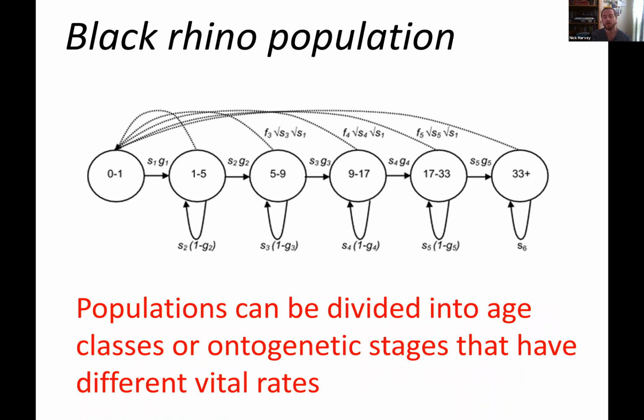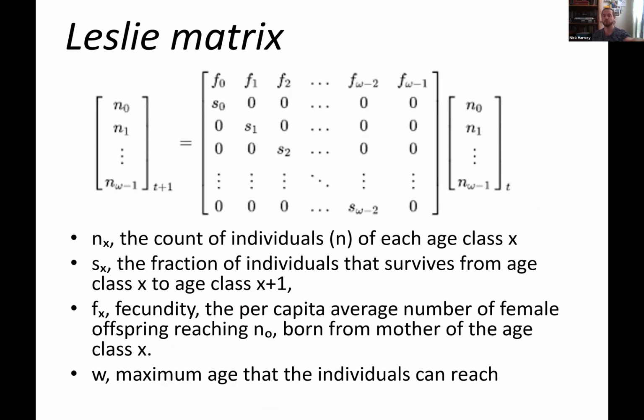If we look at our rhino model, that's not exactly what we're doing here. So the arrows at the bottom, where it says S2 brackets 1 minus G2 or similar, those are the number of individuals that are surviving but staying in the same age class. Because they're in an age class for more than 1 year, individuals that survive will either stay in that age class or transfer to the next one. But this Leslie matrix assumes that every time an individual survives a year, it progresses to the next age class.